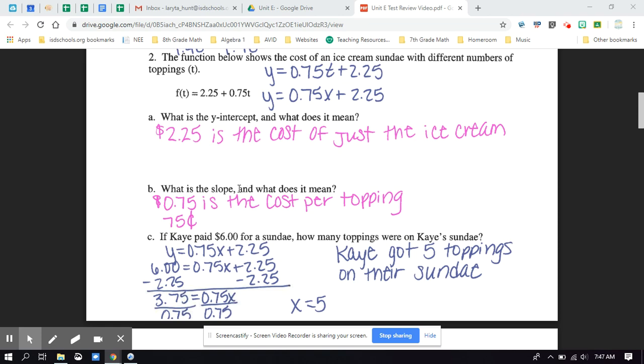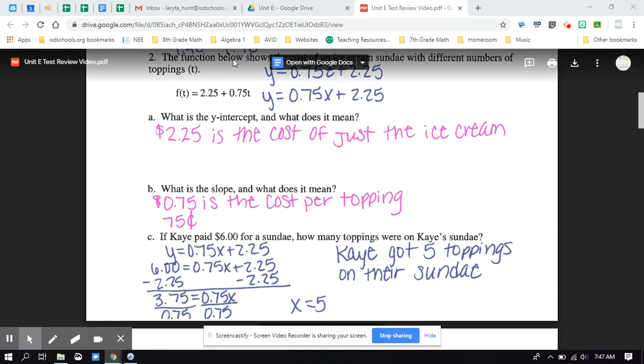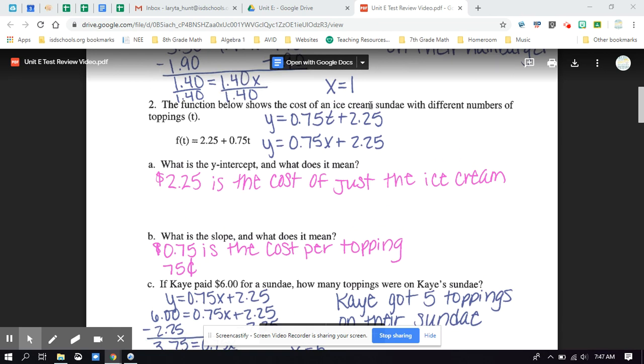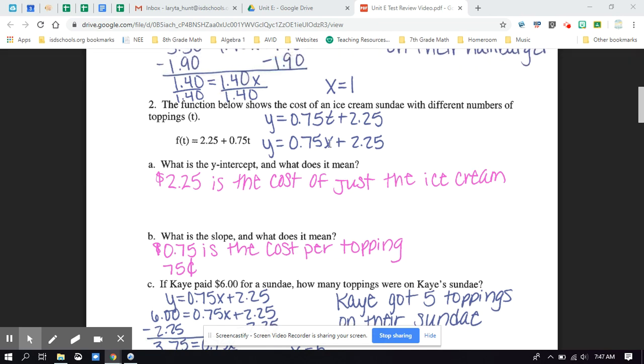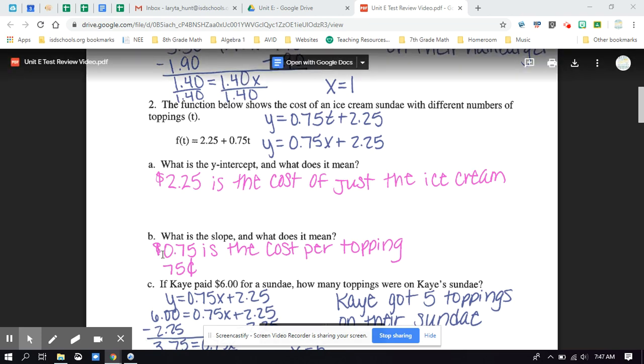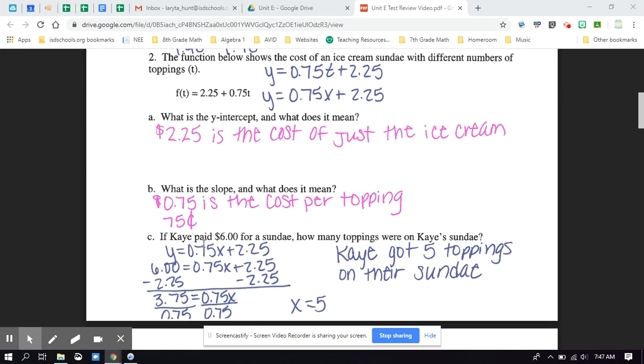B, what is the slope and what does it mean? I was talking about the cost of ice cream with the different number of toppings. I know that 0.75 is the slope because it's attached to the variable, whether I use t or x, and that means I'm paying 75 cents per topping. And then the last question, if K paid $6 for the sundae, how many toppings were on K's sundae?